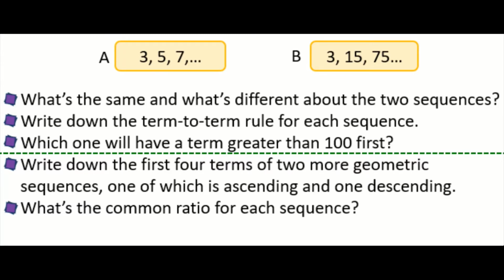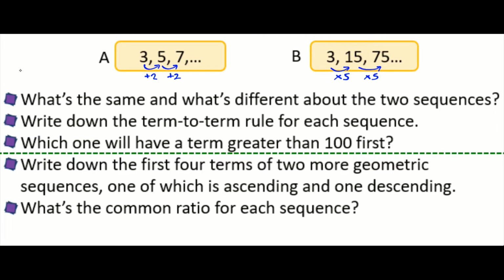Hopefully you noticed then that the main difference was that in the first sequence we were adding on an amount each time, in this case adding 2, whereas in the second sequence we were multiplying by the same thing each time, in this case multiplying by 5. What's the same about them is that there is a rule that we could use to continue the sequence. Which one will get greater than 100 first? Well, 75 times 5, that will be greater than 100, whereas 7 plus 2, we're only going to be at 9. So sequence B will be greater than 100 first.